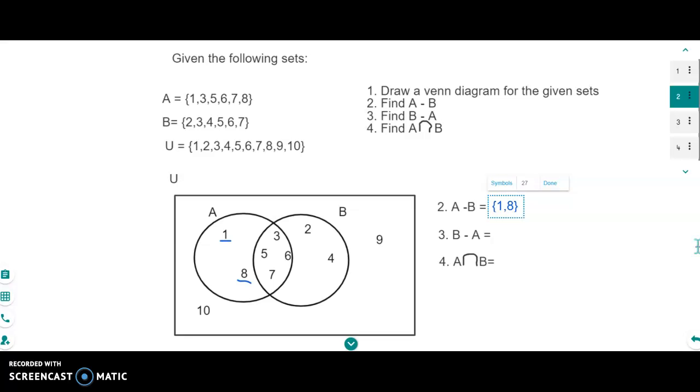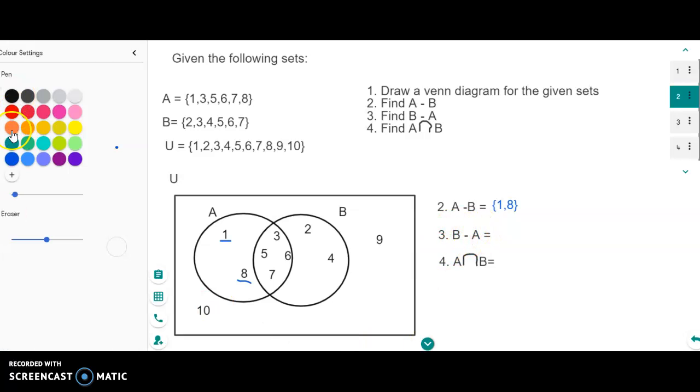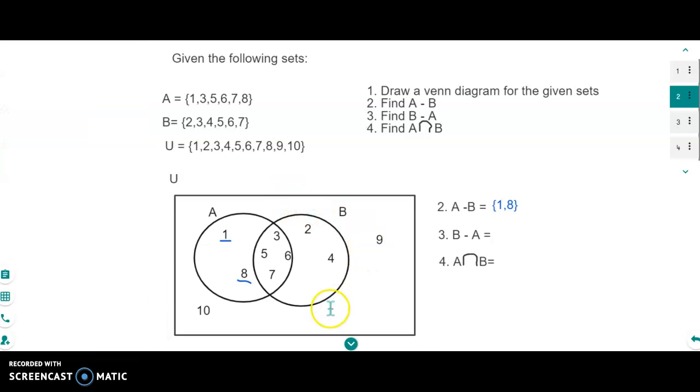Alright, so we already have the first difference, A minus B. The second difference, B minus A, will be, let's get red, okay? So we have the elements that are in B but are not in A, okay? So we only have 2 and 4, all right? So we write here curly brackets 2 comma 4, all right? So this is the difference, B minus A, that are in B but not in A.